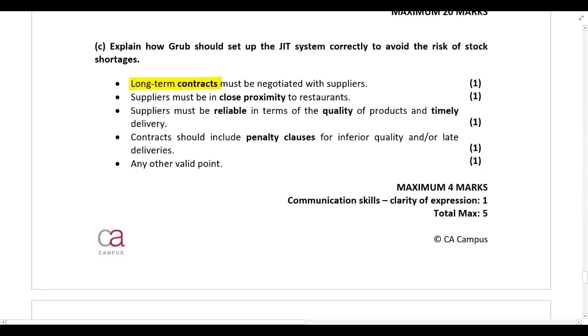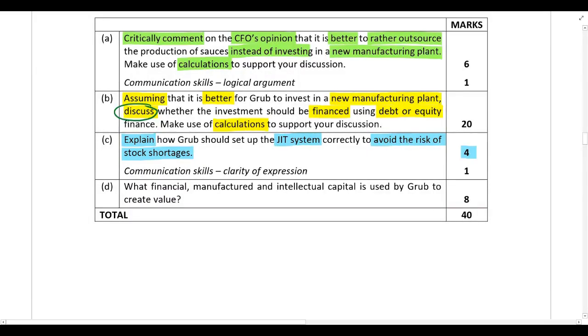The suppliers must be in close proximity to the restaurants. They must be reliable in terms of the quality of products and timely delivery. There should be penalty clauses in the contracts for inferior quality and or late deliveries. And then if you discussed any other valid point over there, you can also award yourself a mark. All right, so you really shouldn't have struggled with that part of the required. Let's then move on to part D.